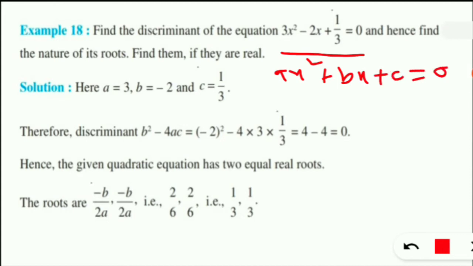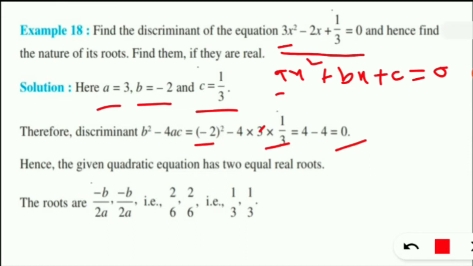So if we compare this equation with the equation ax square plus bx plus c equals 0, then we get a equals 3, b equals minus 2, and c equals 1 by 3. Therefore discriminant equals b square minus 4ac. So minus 2 square, minus 4 into a, which is 3, into c, which is 1 by 3. So 3 cancels, and 4 minus 4 equals 0. So when the discriminant is 0, that means the given quadratic equation has two equal real roots.